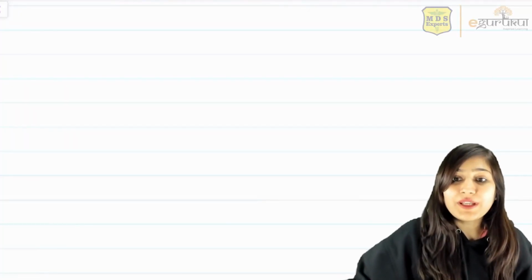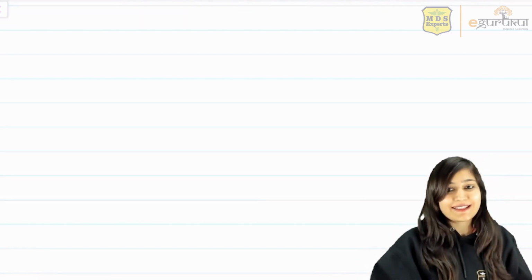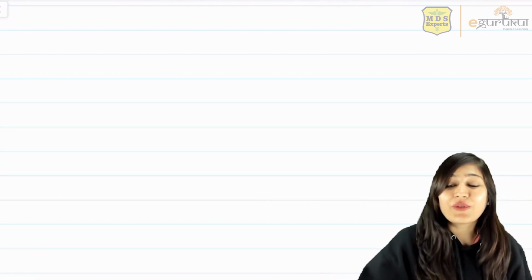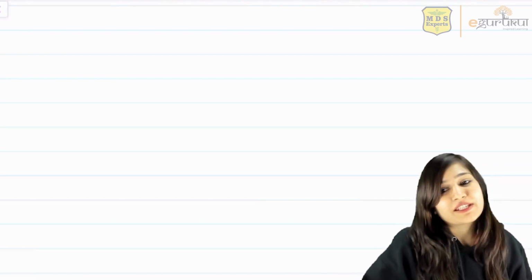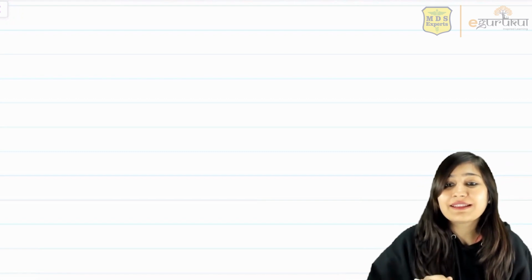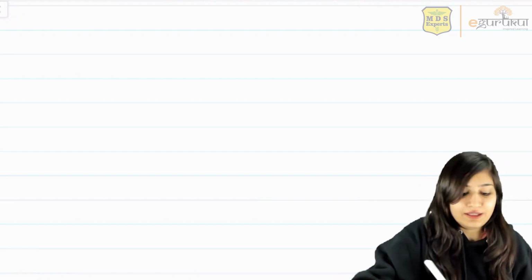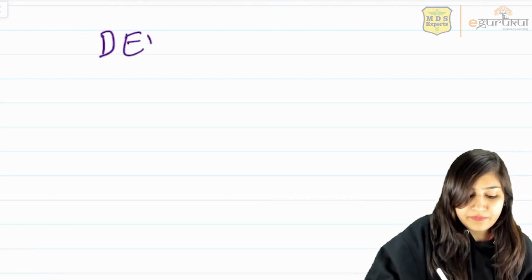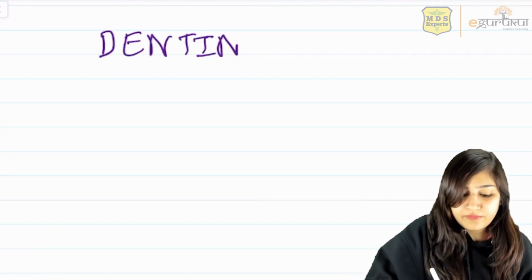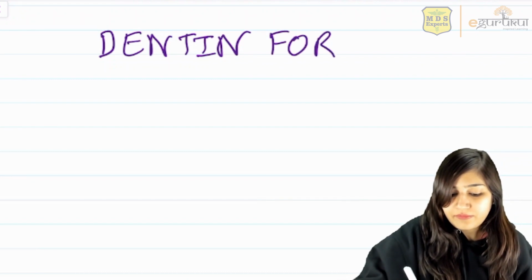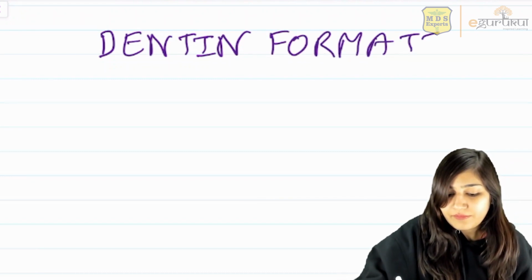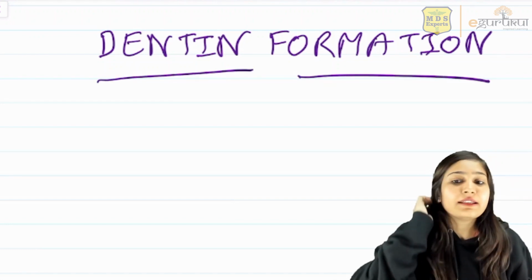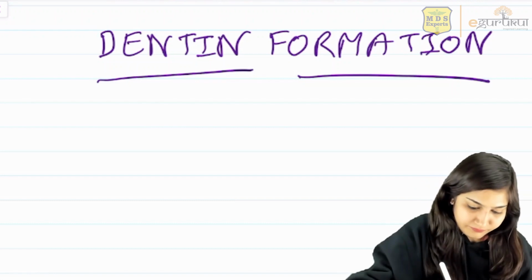Now let's start with dentinogenesis. Again we are coming to genesis. So what is genesis? Formation. And dentino means formation of dentin. So let's start with dentin formation. That is dentinogenesis.